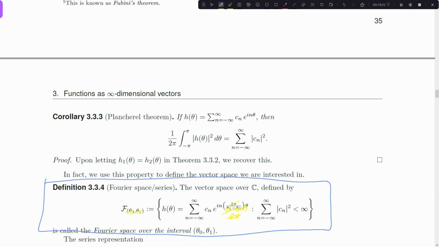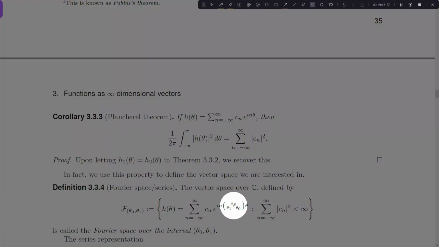So the Fourier space is really going to be this collection of functions whose basis elements are e to the inθ, and then this very special coefficient here, which depends on the length of the space I'm looking over, and that's defined within the space itself.